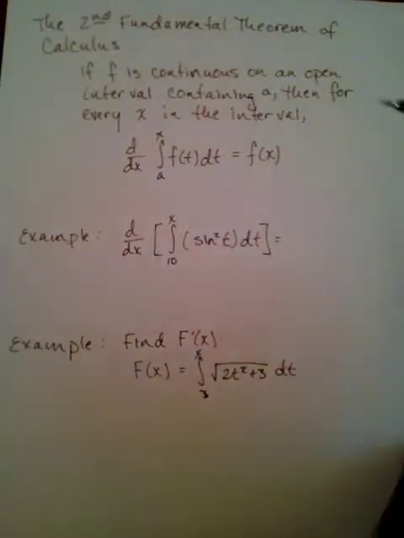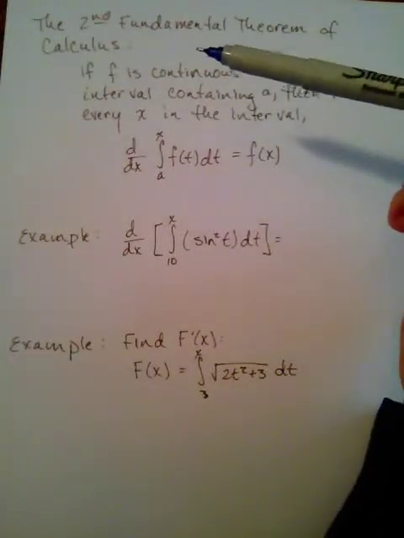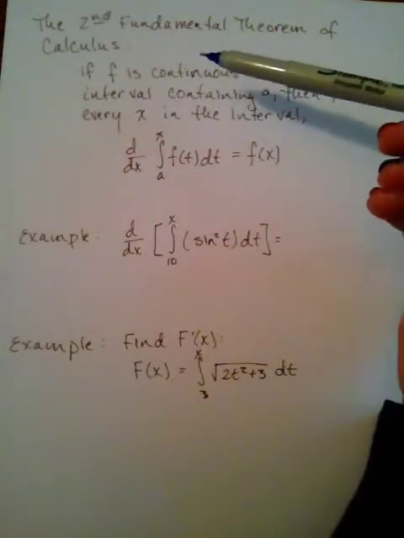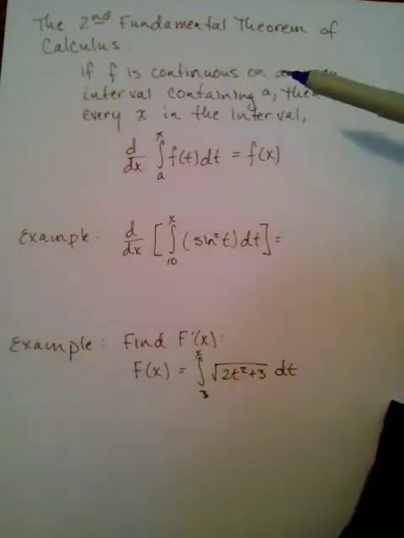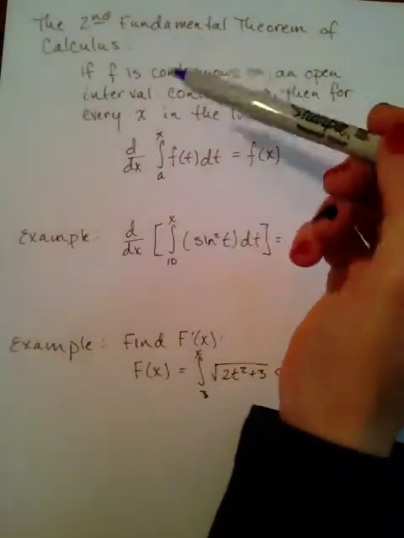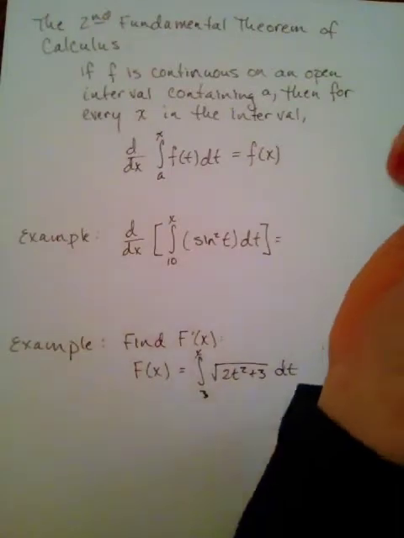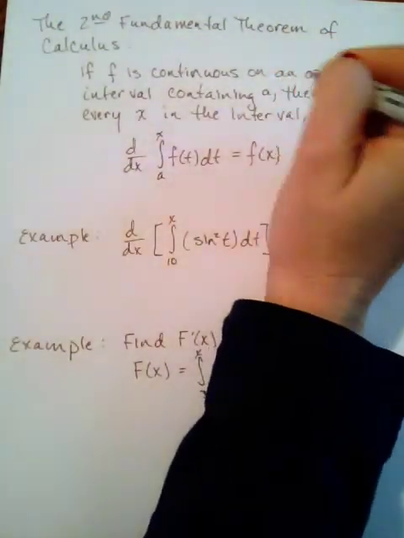So for this video, we're looking at the second fundamental theorem of calculus. Now the first fundamental theorem said that if you took a definite integral from a to b of f prime of x dx, then you would get f of b minus f of a, the net change in your antiderivative.